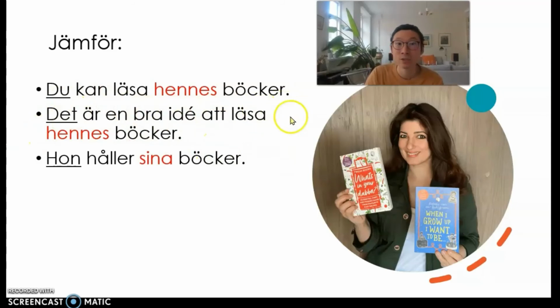It is a good idea to read her books. Once again, the subject is it, and the subject has no relation with her book. In this case, you wouldn't use sitt, sina, the reflexive pronoun.